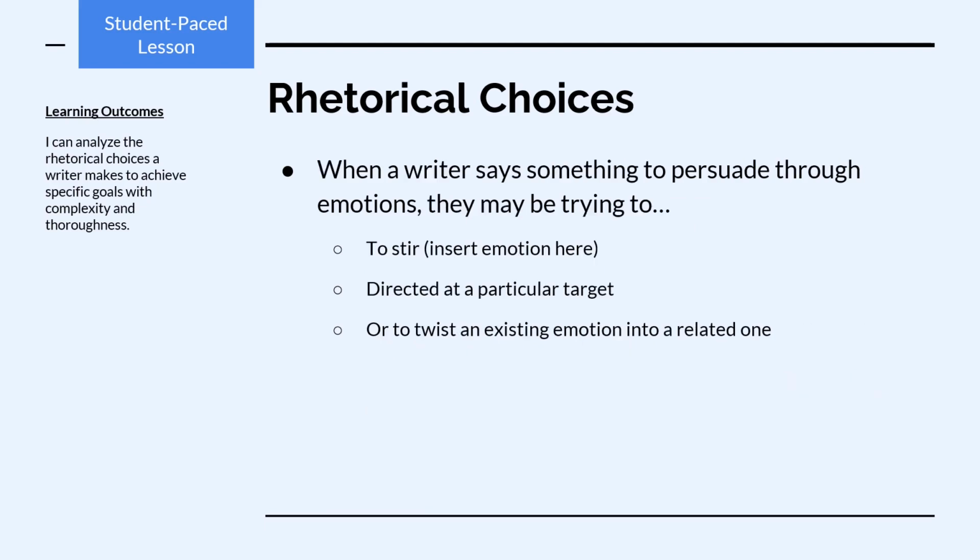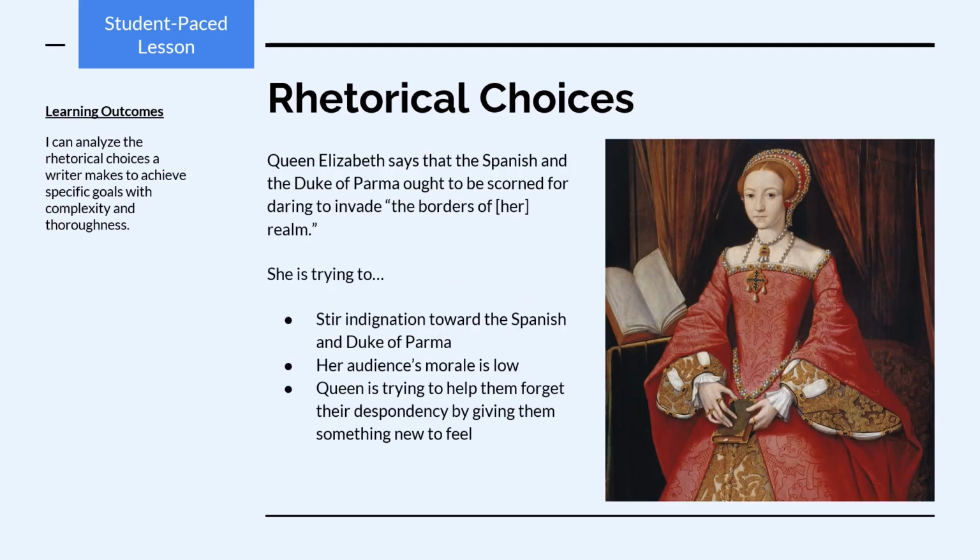When a writer says something to persuade through emotions, they're trying to stir a specific emotion, direct that emotion at a particular target, or sometimes they're trying to twist an existing emotion into a related emotion. Here's an example of a pathos choice when Queen Elizabeth says that the Spanish and the Duke of Parma ought to be scorned for daring to invade the borders of her realm. Here she's trying to stir indignation toward the Spanish and the Duke of Parma.